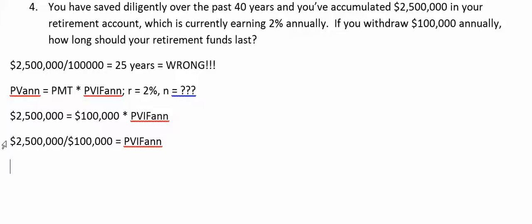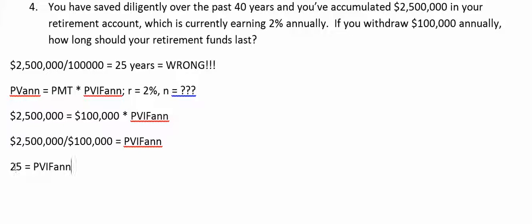And you're saying, wow, Pamela, you're doing the same thing that you just did right up here that you said was wrong. But the 25 that I get when I take $2.5 million divided by 100,000 isn't a time period, it's an interest factor. And I'm going to use that interest factor to determine the time period.